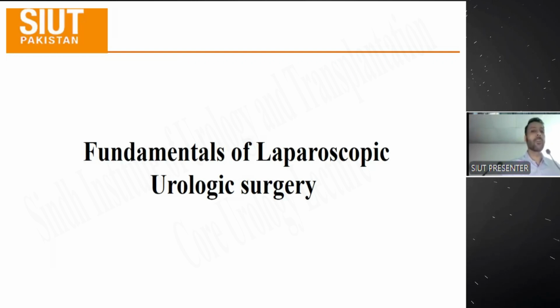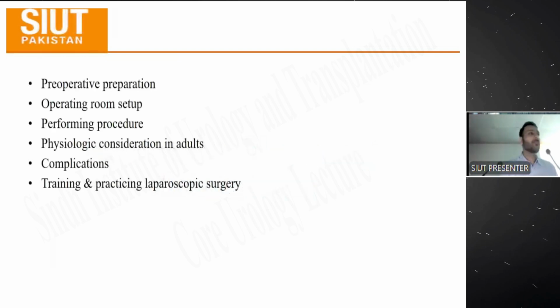So today I'm going to walk you through the fundamentals of laparoscopic urological surgery. This slide would contain the pre-op preparation, the operating room setup, how you perform the procedure, the physiological considerations that we carry out in adults during the laparoscopic procedure, the complications, and how you train and practice laparoscopic surgery.